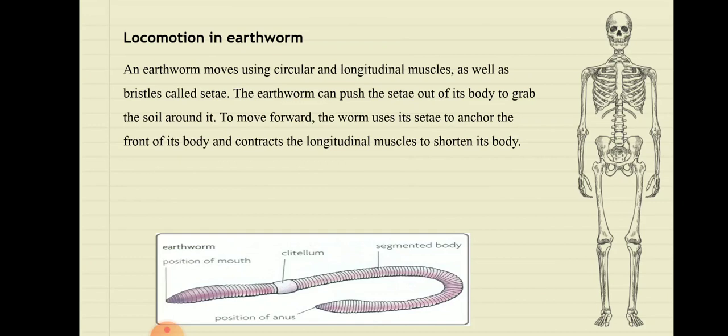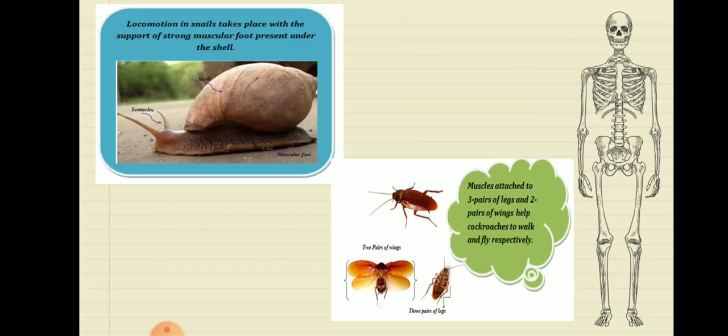Then the next organism is the snail. You can see in the diagram that there is a shell-like structure present on the upper surface of it. The animal first moves the front part of its body by extending it and keeps the rear end, the portion which is present afterwards, fixed to the ground. Next it fixes the front part and releases the rear part.